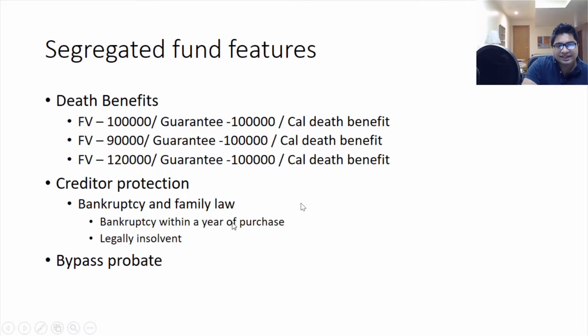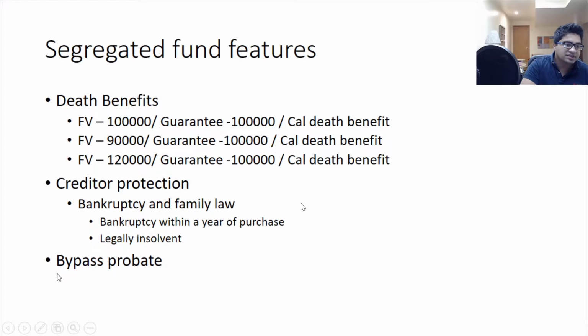Now there is a condition that segregated funds should be bought in good faith to qualify for credit protection. It means you cannot buy a segregated fund within 1 year before bankruptcy. If there is a bankruptcy and segregated funds have been bought 1 year before the purchase, then they will not have any credit protection. They will come under bankruptcy assets. And if you are already legally insolvent, meaning you are not a legally solvent person, and you still buy segregated funds, then they will not have any credit protection.